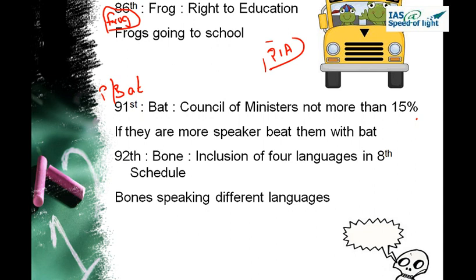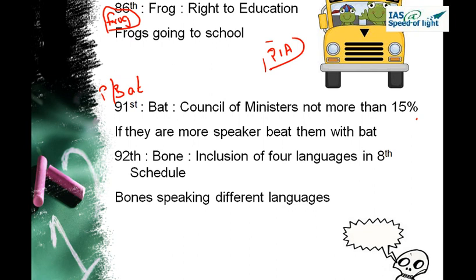It's only Lok Sabha. So the Council of Ministers should not be more than 15% of the total strength of Lok Sabha, and the same is also true with the state legislature. So BAT is 91 for us, and we want to link it with the limited Council of Ministers, that is not more than 15%.